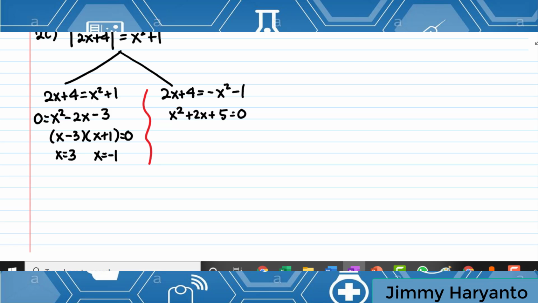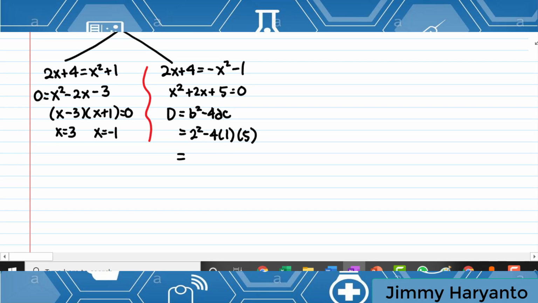Why? Because when we check the discriminant, it equals b squared minus 4ac, equals 2 squared minus 4 times a times c. I hope you remember this part. I think you already learned this at junior high school. So this one will be negative 16, guys. If the discriminant is negative, or the discriminant is less than 0, it means it has no roots. So we cannot find the value of x from this one, nothing.